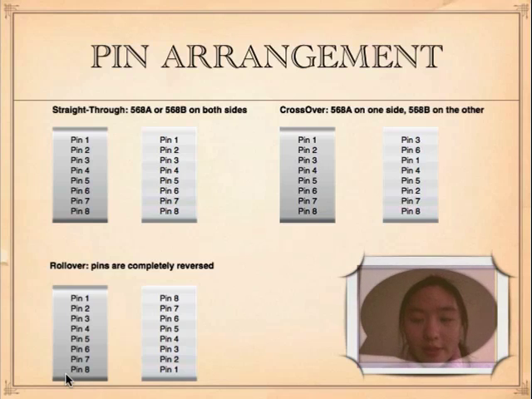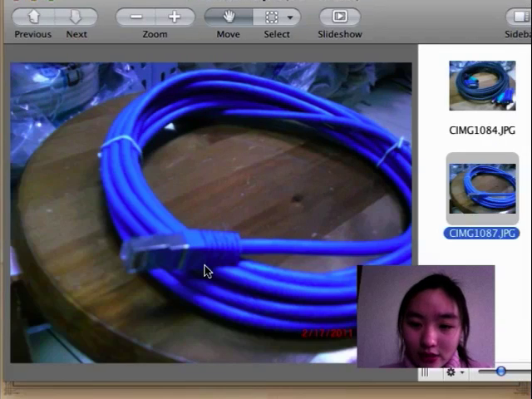Rollover cables are especially used to manage Cisco devices via their console port. In this illustration that you see here, we have a UTP cable.